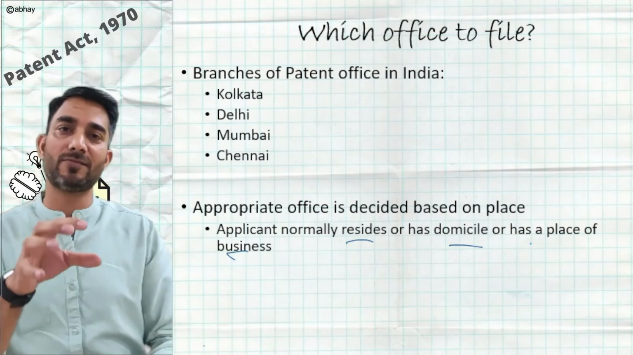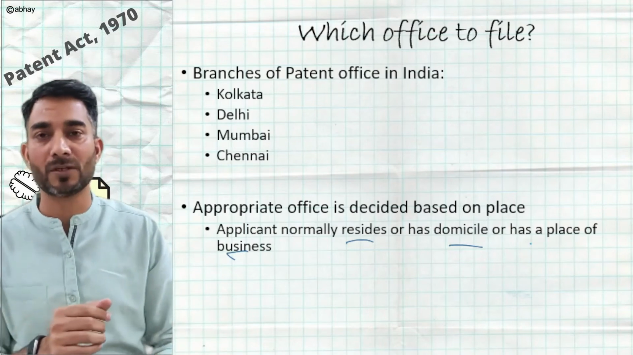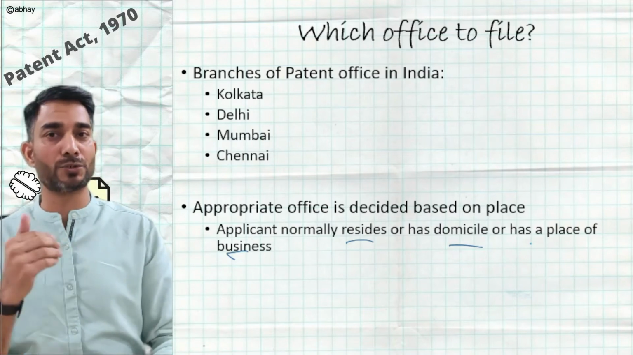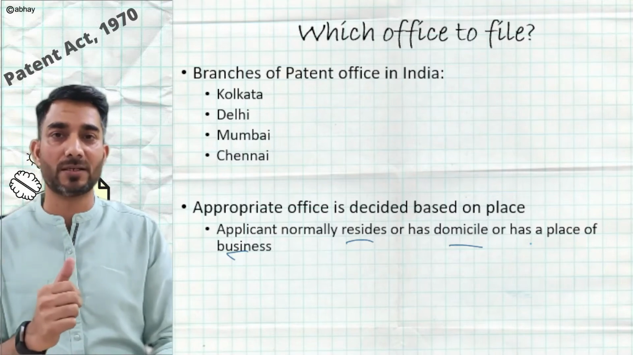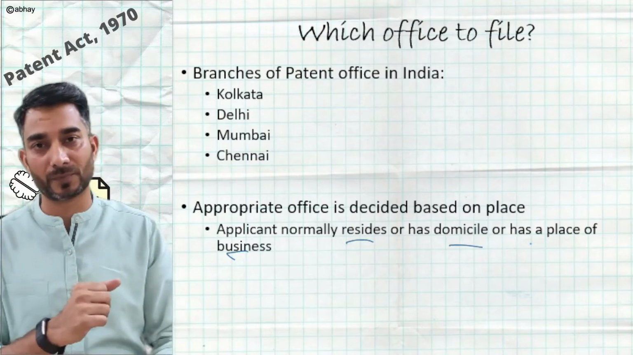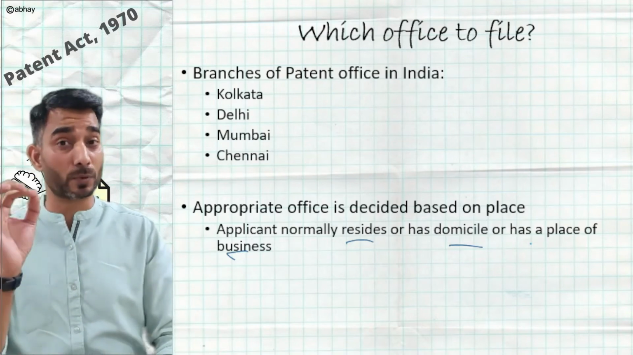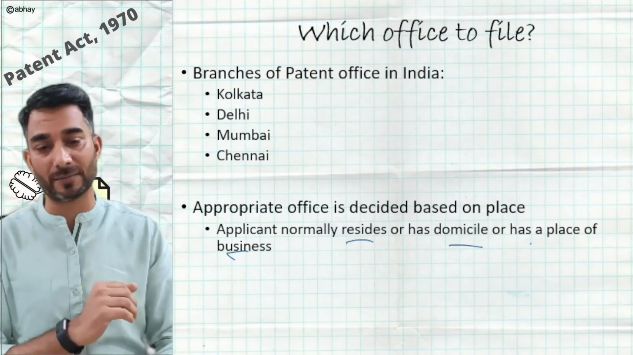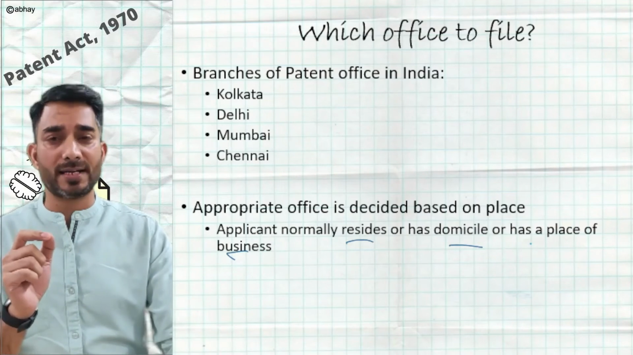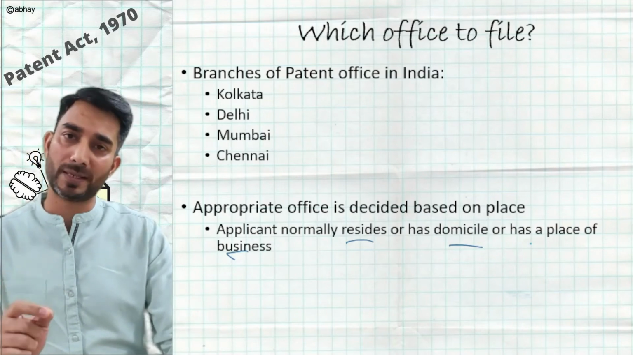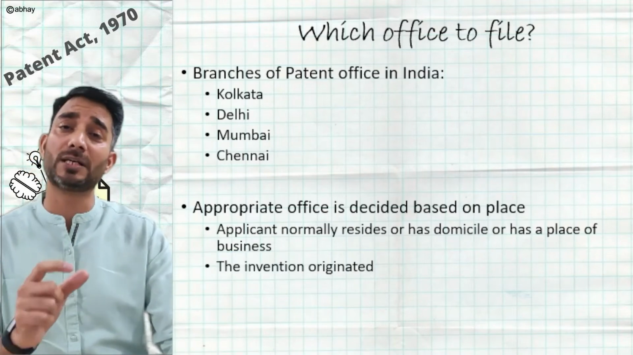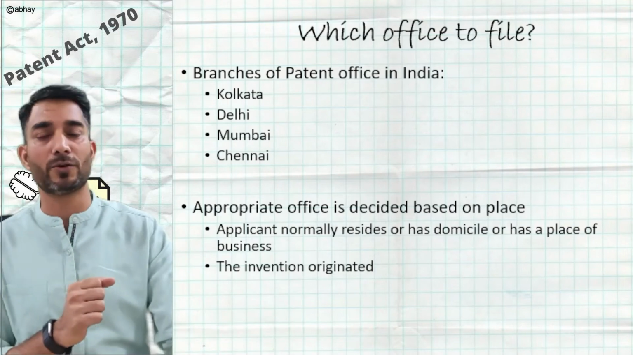All these patent offices have territorial jurisdictions across India. For example, people belonging to Rajasthan will go to Delhi. People belonging to Karnataka will go to Chennai. Similarly for Mumbai and Kolkata, people of Bihar will go to Kolkata. Based on the location, we decide what is the appropriate office for an application to be filed. If we don't have such addresses, then what we can do is we can identify a location or place where the invention was originated. The information about that place also could be used to select an appropriate office.